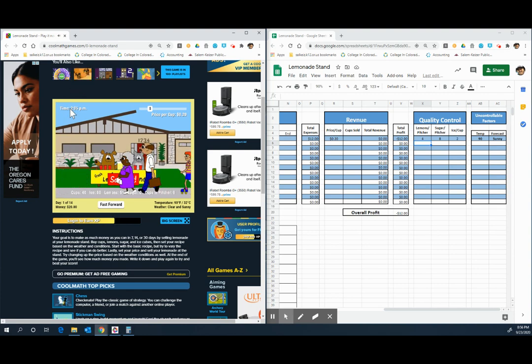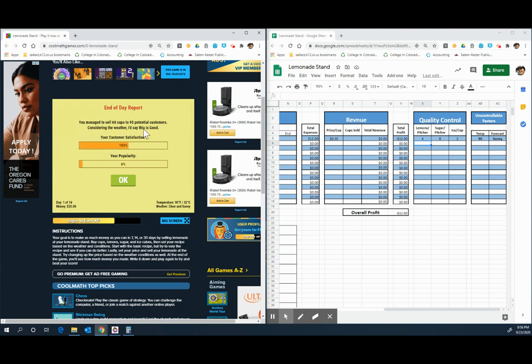So at 2 o'clock, I ran out because I did not have enough sugar to be able to operate my stand. I should have purchased more. So from 2 o'clock all the way to 5 o'clock, I wasn't able to sell things. That's a problem. Although it did say I did a pretty good job, 60 out of 95 customers. If I would have had more sugar, I probably would have sold more cups. So underneath cups sold, I record 60.